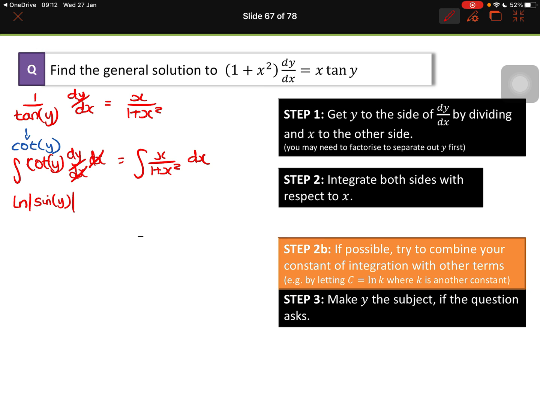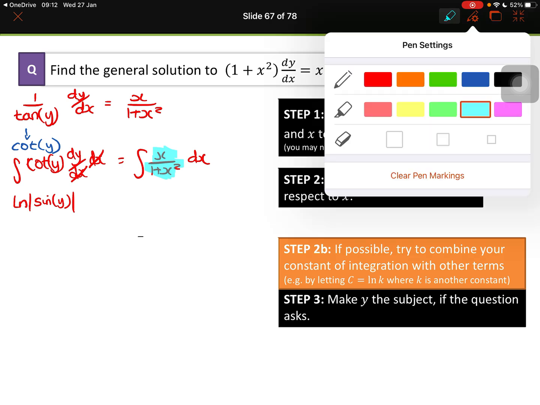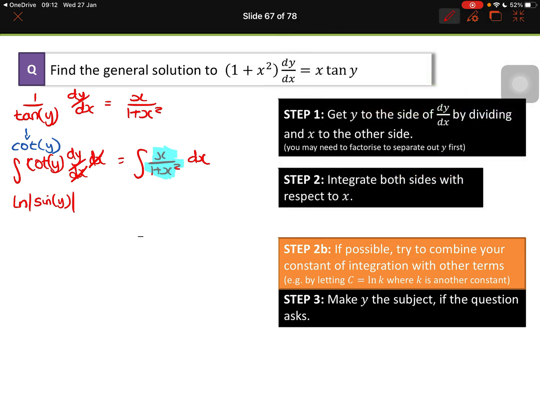Right, integrating x over 1 plus x squared. I'm hoping you recognise relatively quickly that this is a version of the chain rule. Okay, we can use the reverse chain rule to help us work this out. Where we guess it's going to be something and then we manipulate it at the end. Because I've got a fraction and the top of my fraction is very similar to the differential of the bottom. It's just going to be a scalar out. That's what I'm going to use.